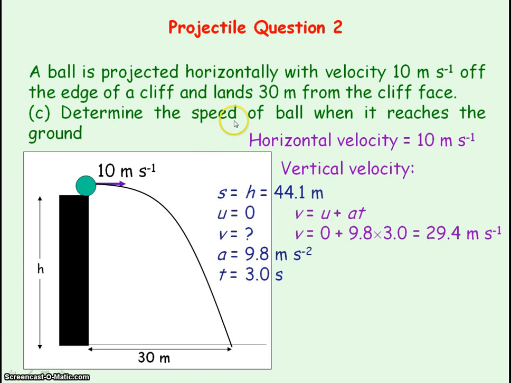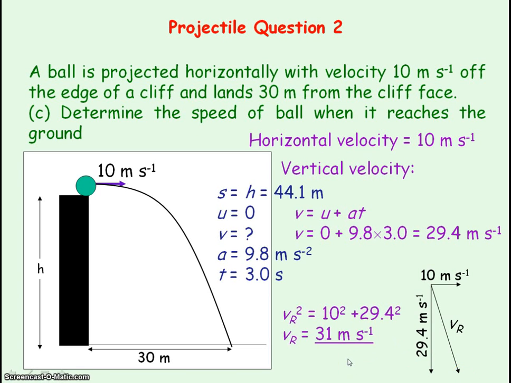However, the question is asking to determine the speed of the ball when it reaches the ground. We have the horizontal velocity and the vertical velocity when the ball reaches the ground. So to determine the speed of the ball, we need to find the resultant velocity of these two vectors. And so that means we use Pythagoras. And so the resultant velocity, which is the speed of the ball, equals 31 meters per second.